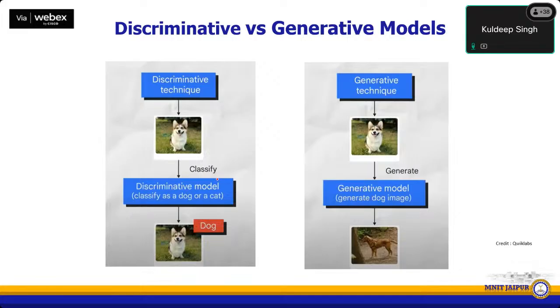However, in the case of generative models, these generative models basically generate the data which follows the same distribution as the training data. In this example, a dog image is being generated based on a given input dog image. However, in the case of the discriminative technique, we are assigning a label to the given image.